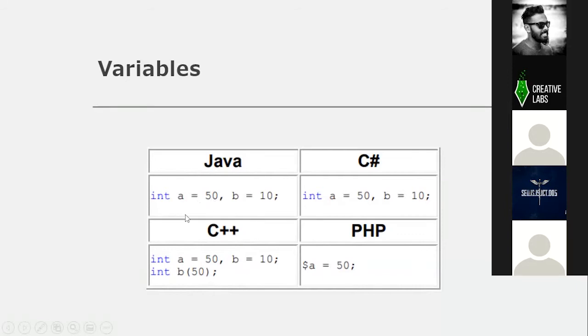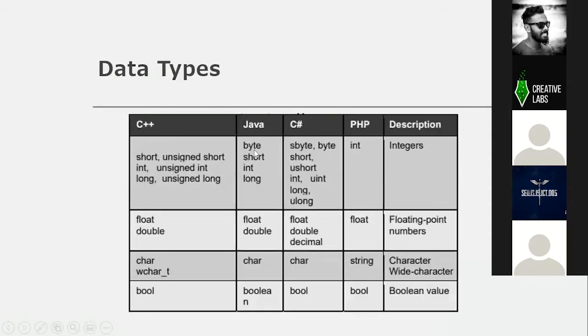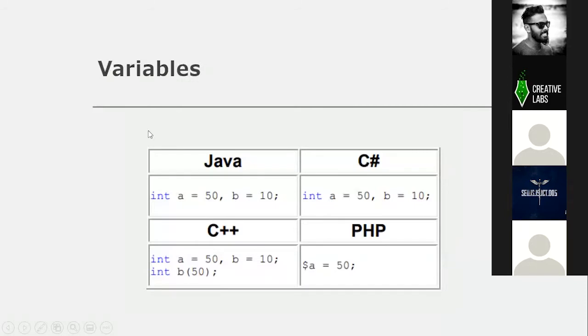Static typing means we definitely need to provide the data type, whether int, string, boolean or something else. Here you can see this one is int, this one is int, and this one is int, same as this, right? But PHP is a dynamic type. This is how we declare a variable in PHP. If we set this to an integer, we know 50 is an integer, so this variable a will be treated as an integer variable, right?